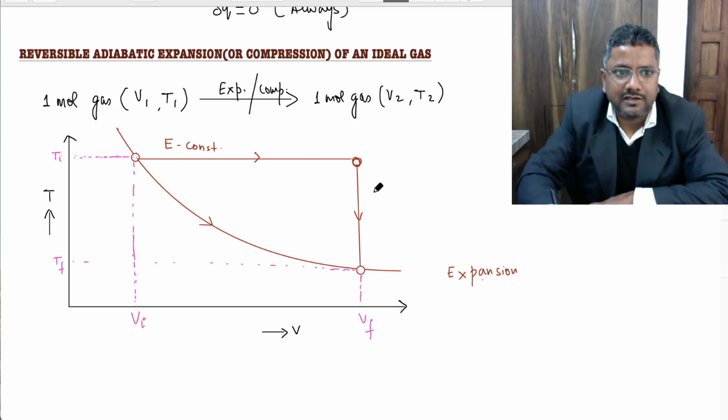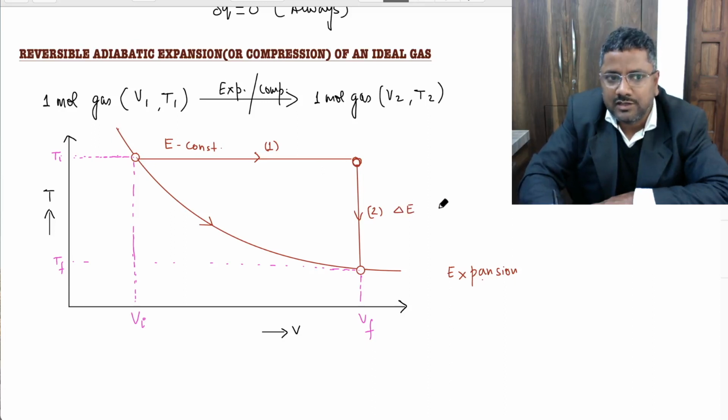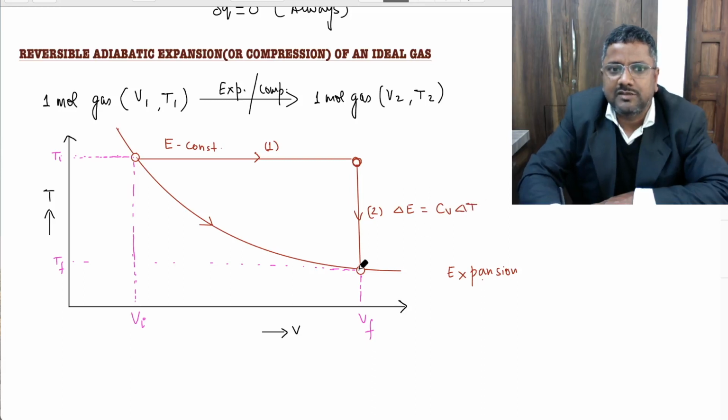And here this is step 2. So this is step 1, and this is step 2. Here internal energy is changing. So internal energy is changing by which formula? You can write delta E is equal to CV delta T. Means this is the T final and this is the T initial. So here work is 0.